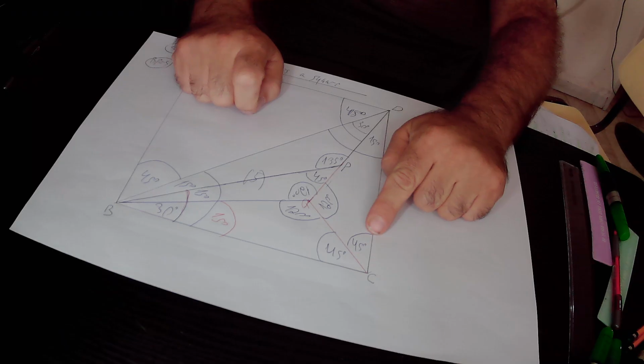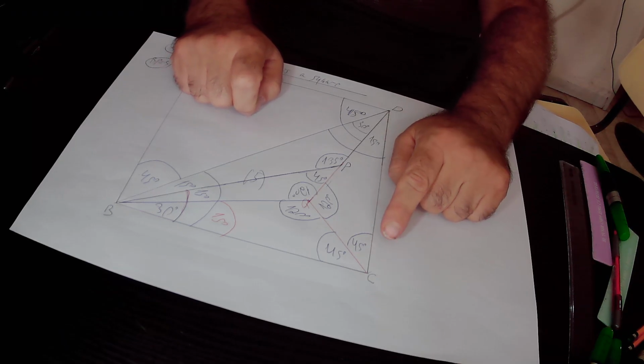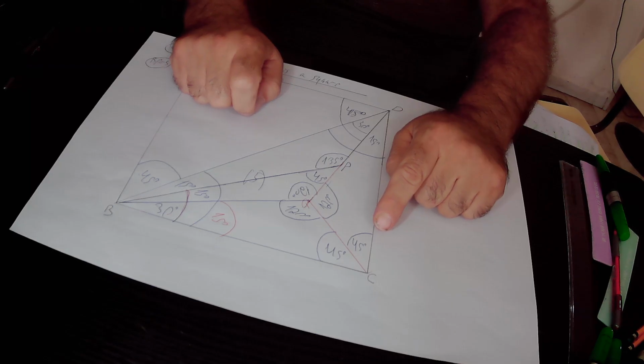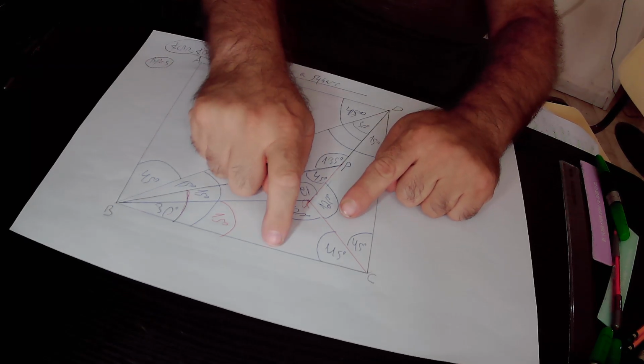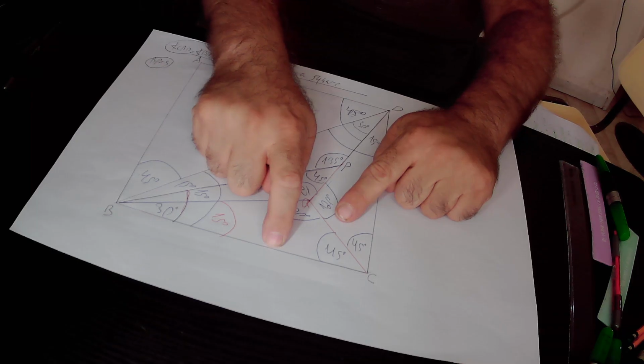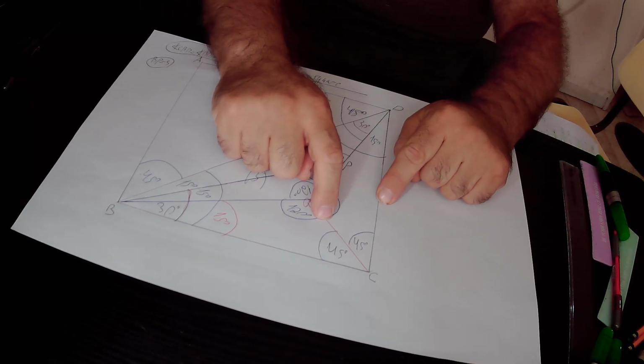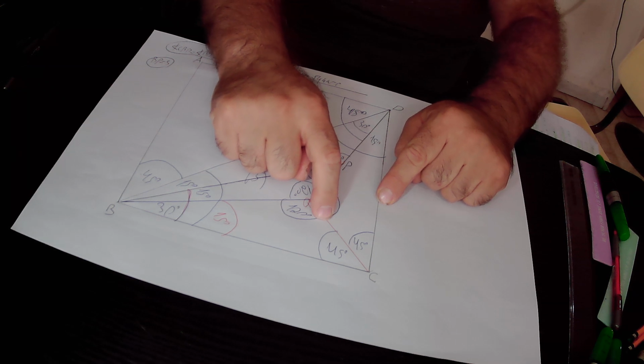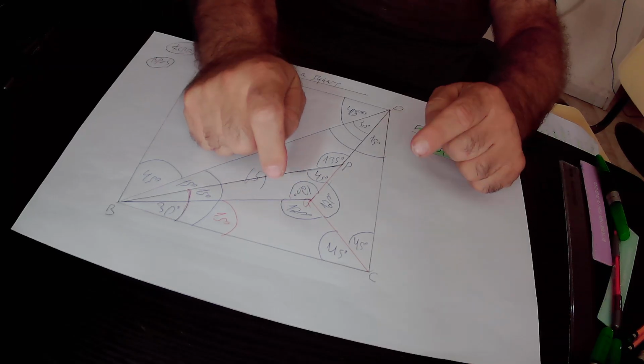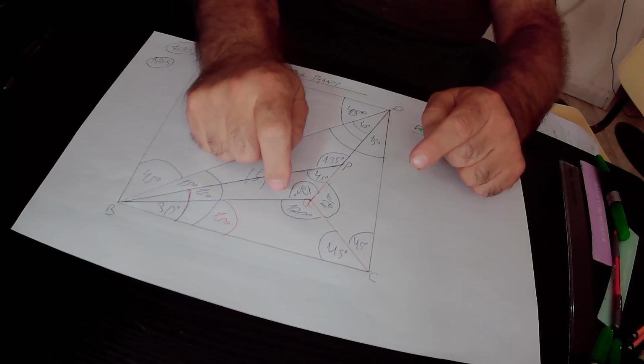And finally, QC is a common side that belongs to both triangles. So we can find out that QC equals itself as a common side that belongs to both triangles. So we prove that those two sides and the angle included between them in triangle BQC are correspondingly equal to those two sides and the included angle in this triangle. And therefore, those two triangles can go into each other according to the side angle side rule.